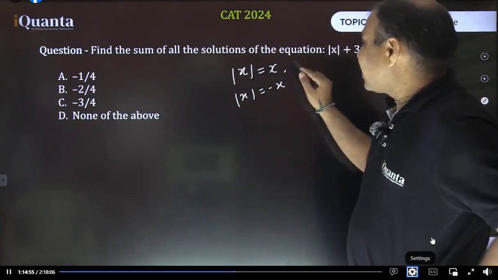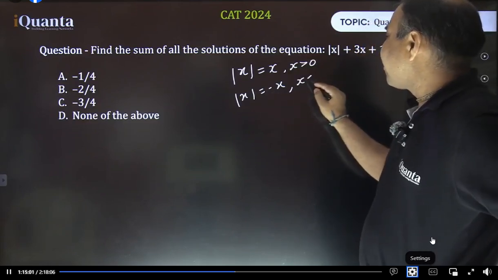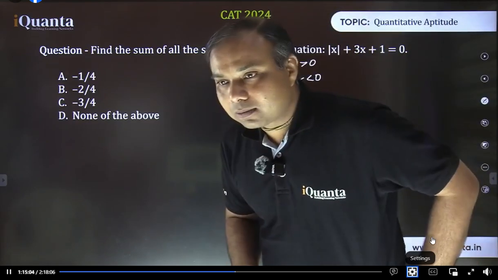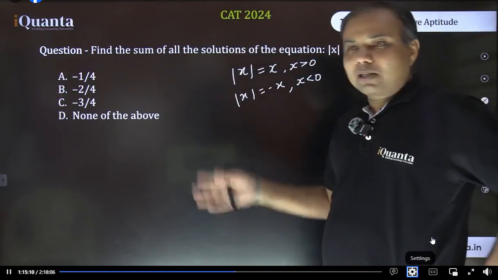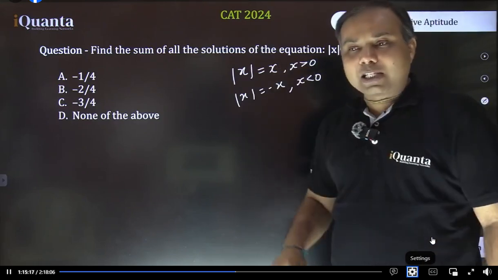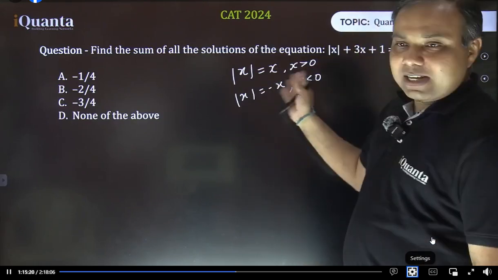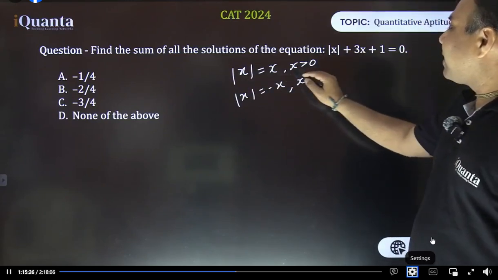Mod x will be x if x is positive, right? And it will be negative of x if x is negative. Remember? So that is an important point. We should not miss that. Suppose in the beginning you don't consider that, then it's okay, no problem. But finally, whatever values you are getting, you should verify whether they satisfy or not. Otherwise, we can check this in the beginning only. So mod x is x means x is positive. Now if I'm writing mod x as x, then my x should come out to be positive.